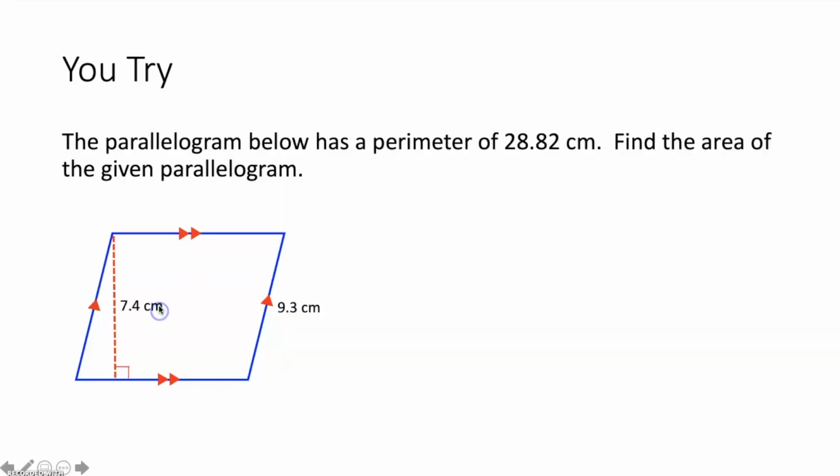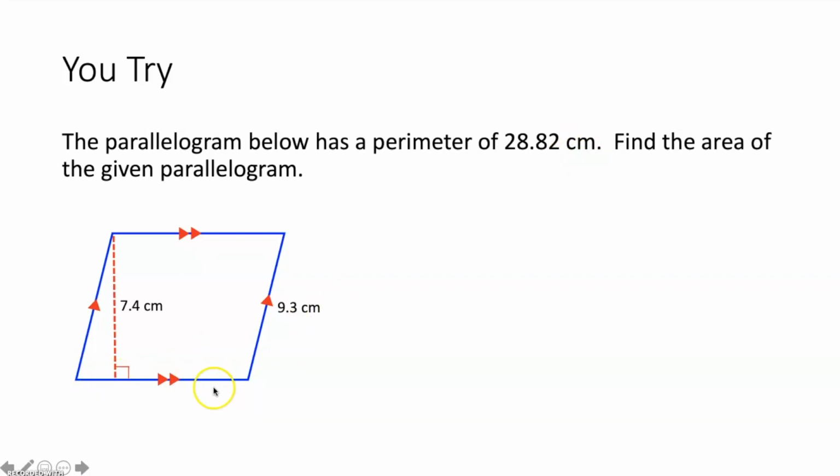You try it. Okay, this time it says the parallelogram below has a perimeter of 28.82 centimeters. Find the area of the given parallelogram. So in order to find the area of a parallelogram, we need base times height. Well, the height would be the length of this altitude right here, and the base would be the side that is perpendicular to that. So really, all we have to do is figure out what this side length is, and we can answer this question.